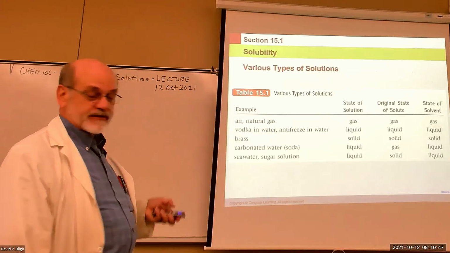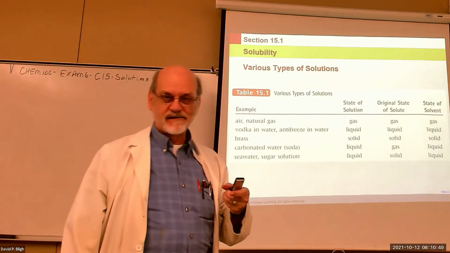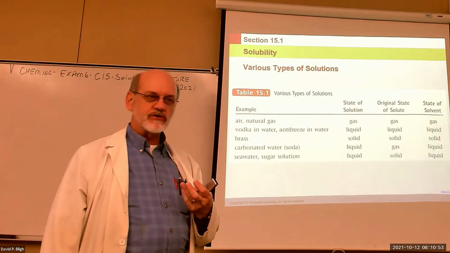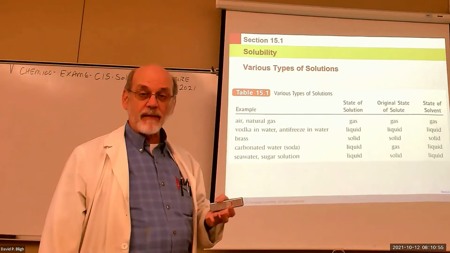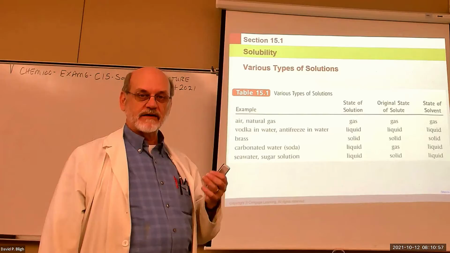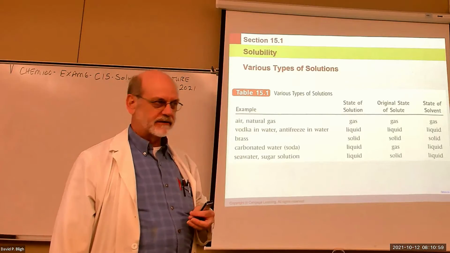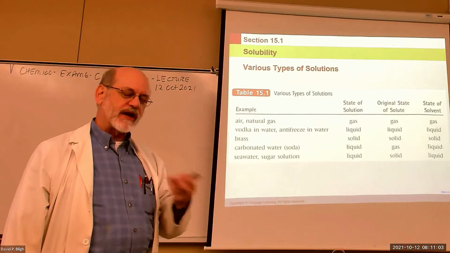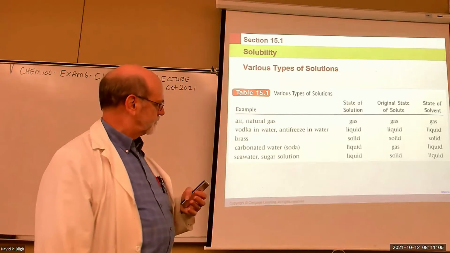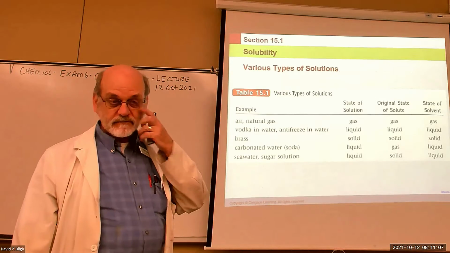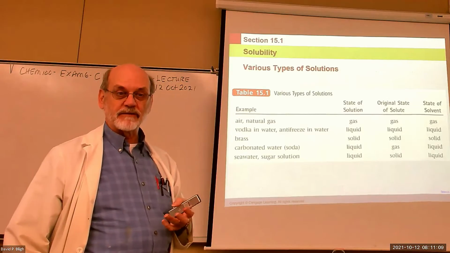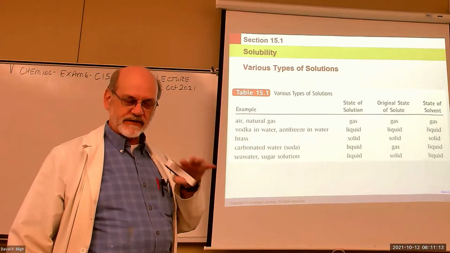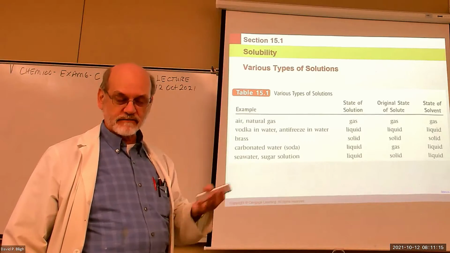You can actually have solid in a solid. Brass is an example. Brass is a solution of primarily copper as the solvent and nickel as the solute. But how you get there is kind of tricky. You have to heat them up and melt them first before they'll mix. But once they reach room temperature again, solidify, now you have a solid solution.